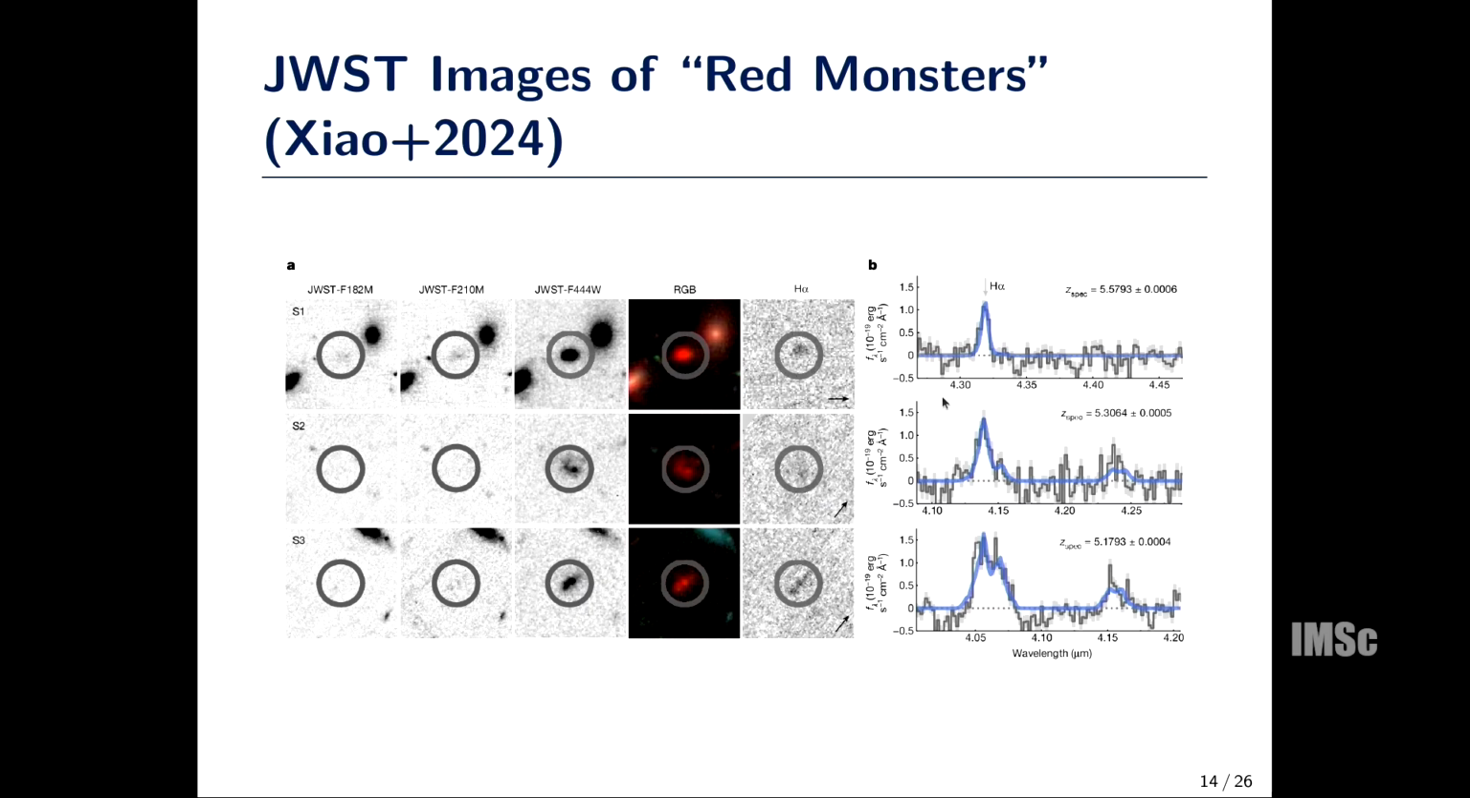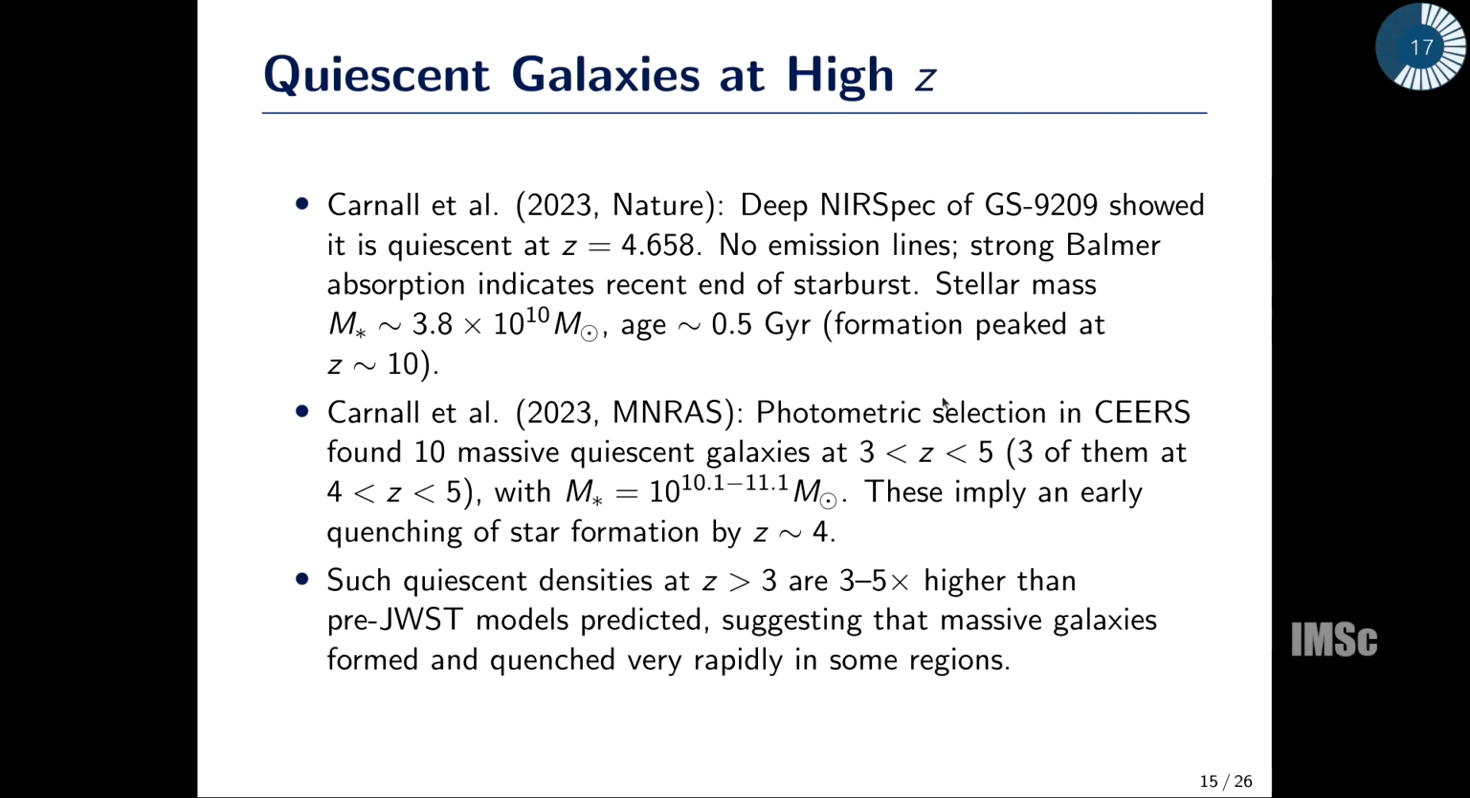So this is an image of the 3 of these galaxies. As you can see, it's extremely bright in the reddest 4.44 micron filter, but if you go to shorter wavelength filters, the galaxy has completely disappeared, and here you can see a clear H-alpha detection of these objects.